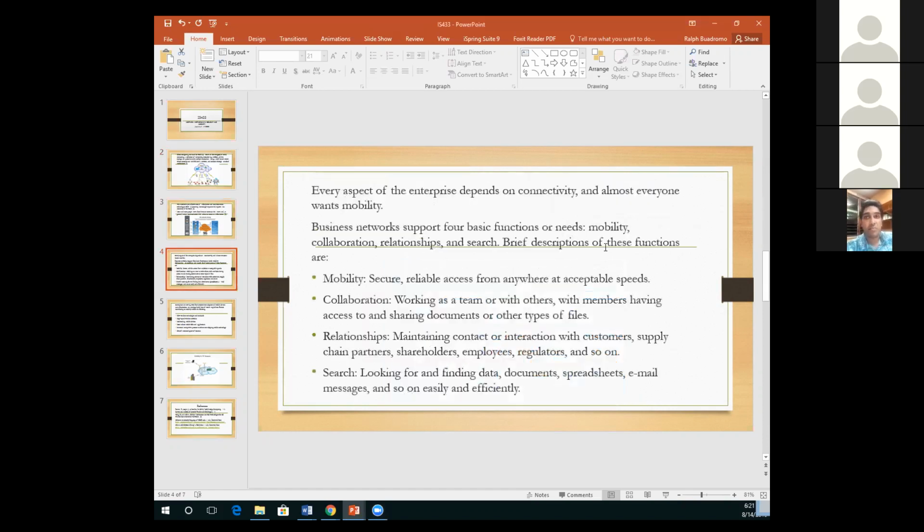So while those were the aspects of mobility for me, mostly cloud, I think the other aspect is network management. And speaking of network management, apart from mobility, there are other factors that make up business networks. And these are collaboration, relationship, and search. If you look at collaboration, it talks about working as a team or with others, with members having access to and sharing documents or other types of files. When you talk about relationships, it's maintaining contact or interaction with customers, supply chains, stakeholders, even university students, employees, etc. Search is looking for and finding data.